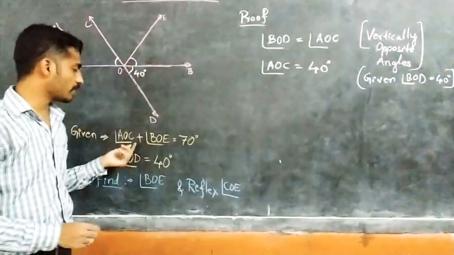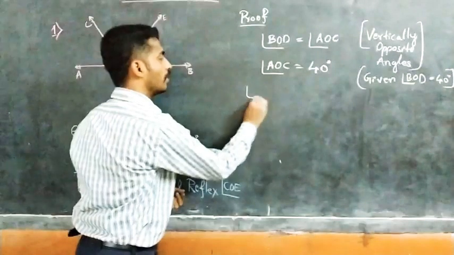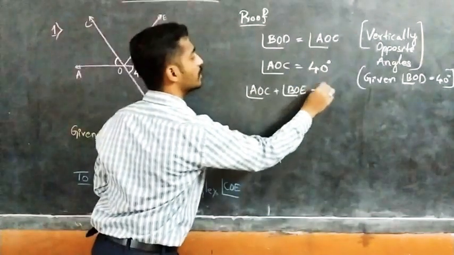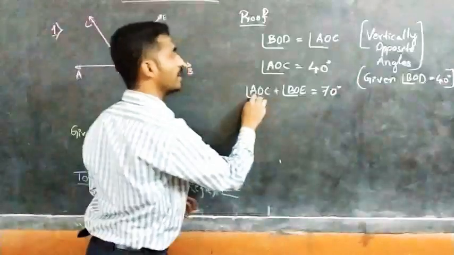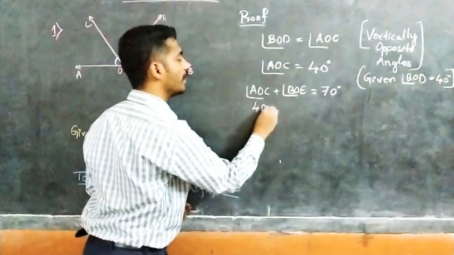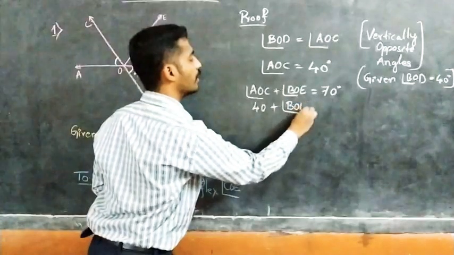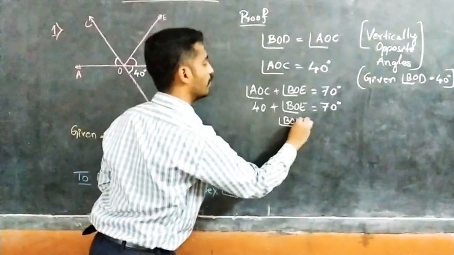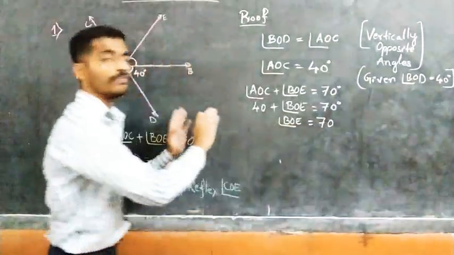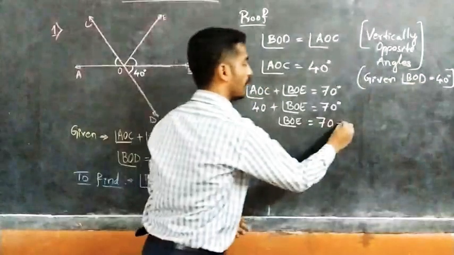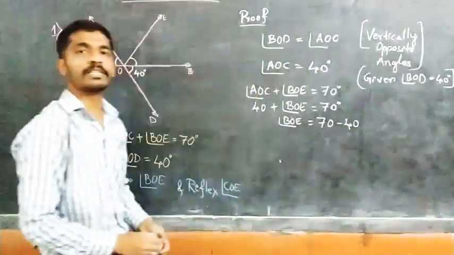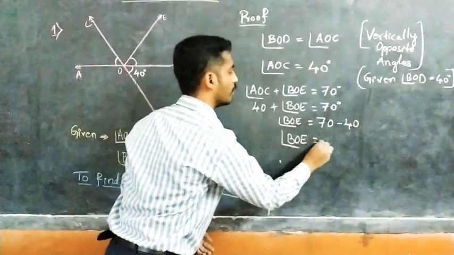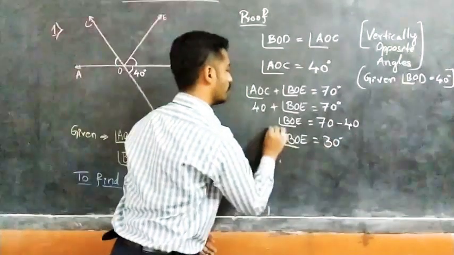So here they given one sum, AOC plus BOE. AOC plus BOE is how much? 70 degree. Then here at the place of AOC write 40 degree. So 40 plus BOE equal to 70 degree. So BOE equal to how much? 70. If I take 40 to the right side, it becomes minus. So 70 minus 40, we will get here BOE equal to 30 degree. So this is our first answer.